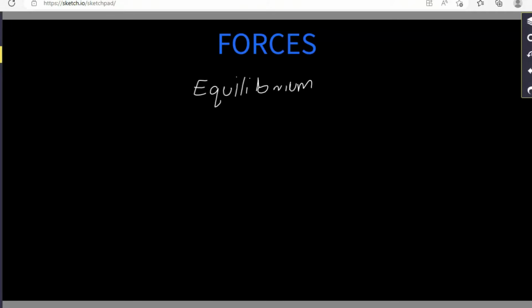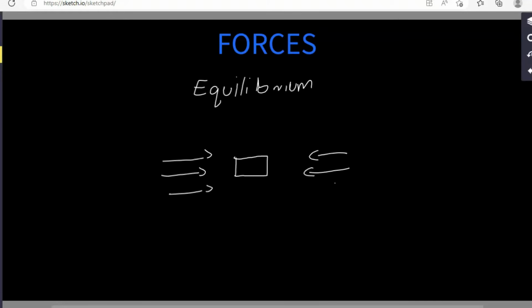Or we can define it and say, if a body remains at rest when a number of forces act on it, then these forces are in equilibrium. What do we mean by that? Let's say we have a block and we have forces acting in that direction. We also have forces acting in that direction. But this block is not moving. That simply means that the forces to the right hand side are equal to the forces to the left hand side. Therefore, these forces are in equilibrium because they are equal.